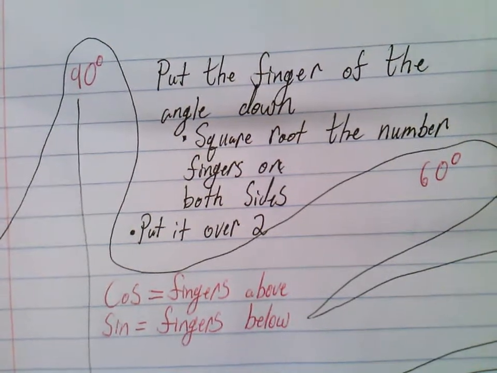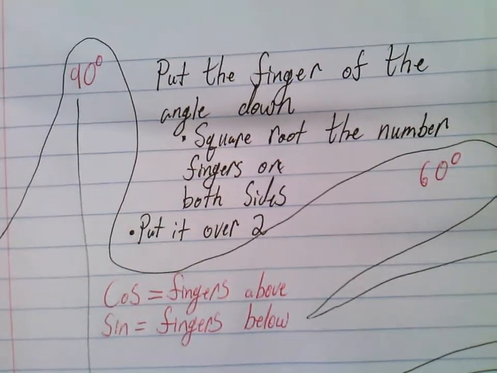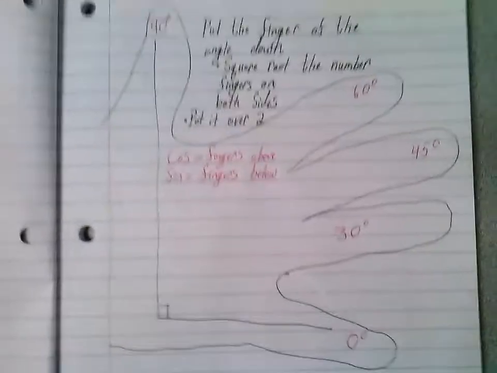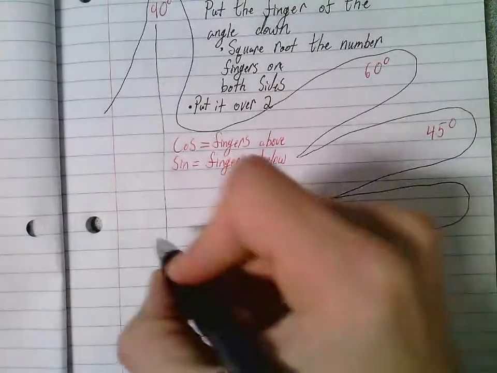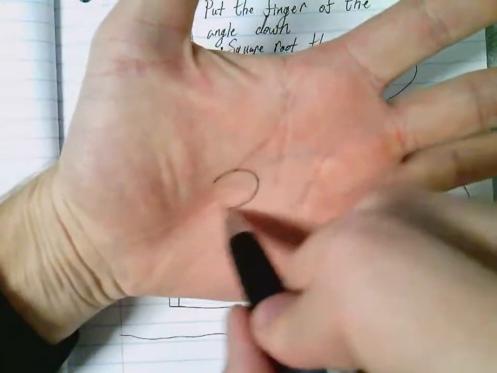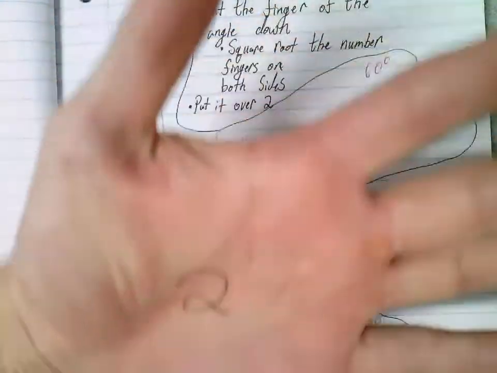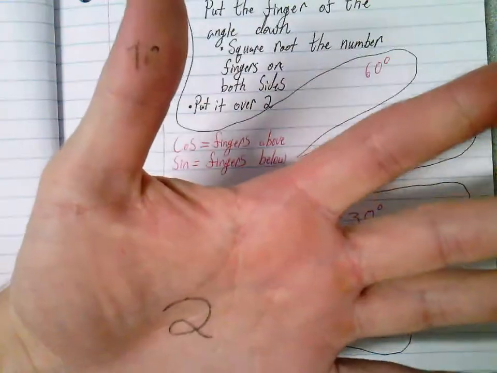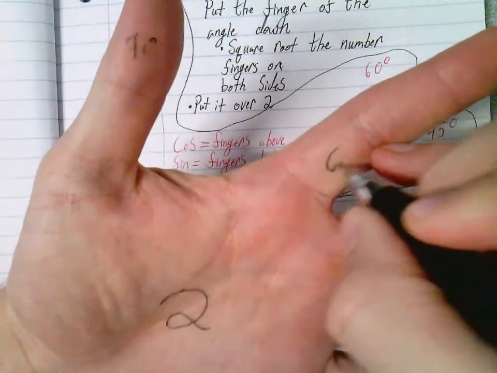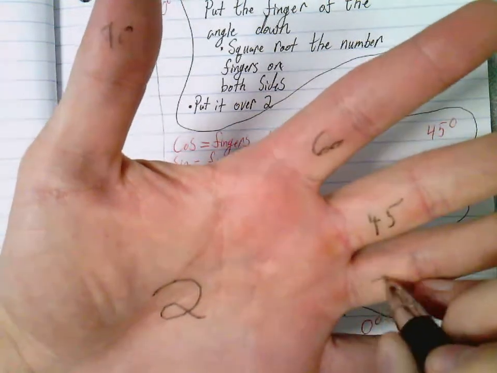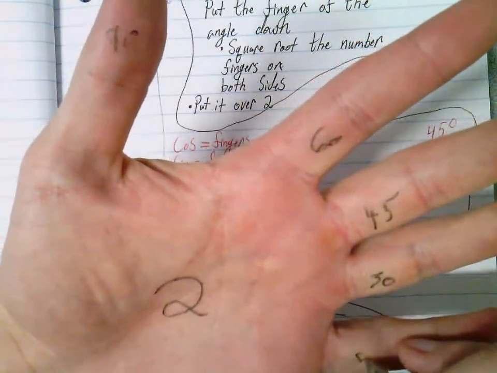All right, and this will make more sense here in just a second, I promise. So what I'm going to do is say that I've got a big 2 in the base of my hand. So I've got a big 2 right here. Here's my 90. Here's my 60. Here's my 45, 30, and 0.